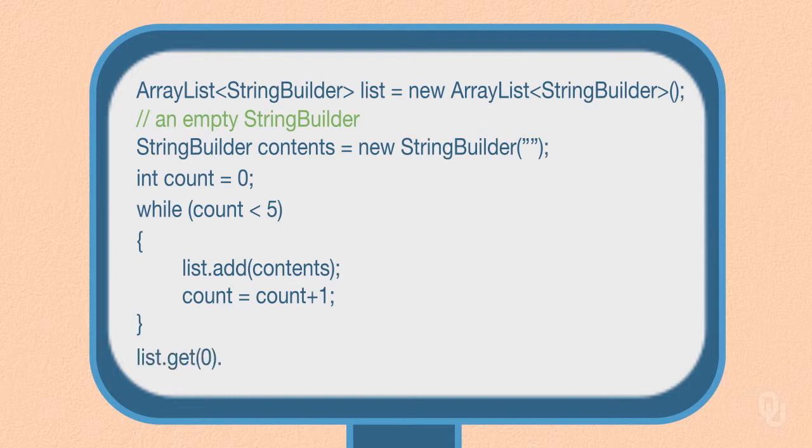list.get(0).append("hi"); If we print out the list, we'll see 5 copies of "hi". That is probably not what you were expecting. Or, if it is, you're doing really, really well programming.